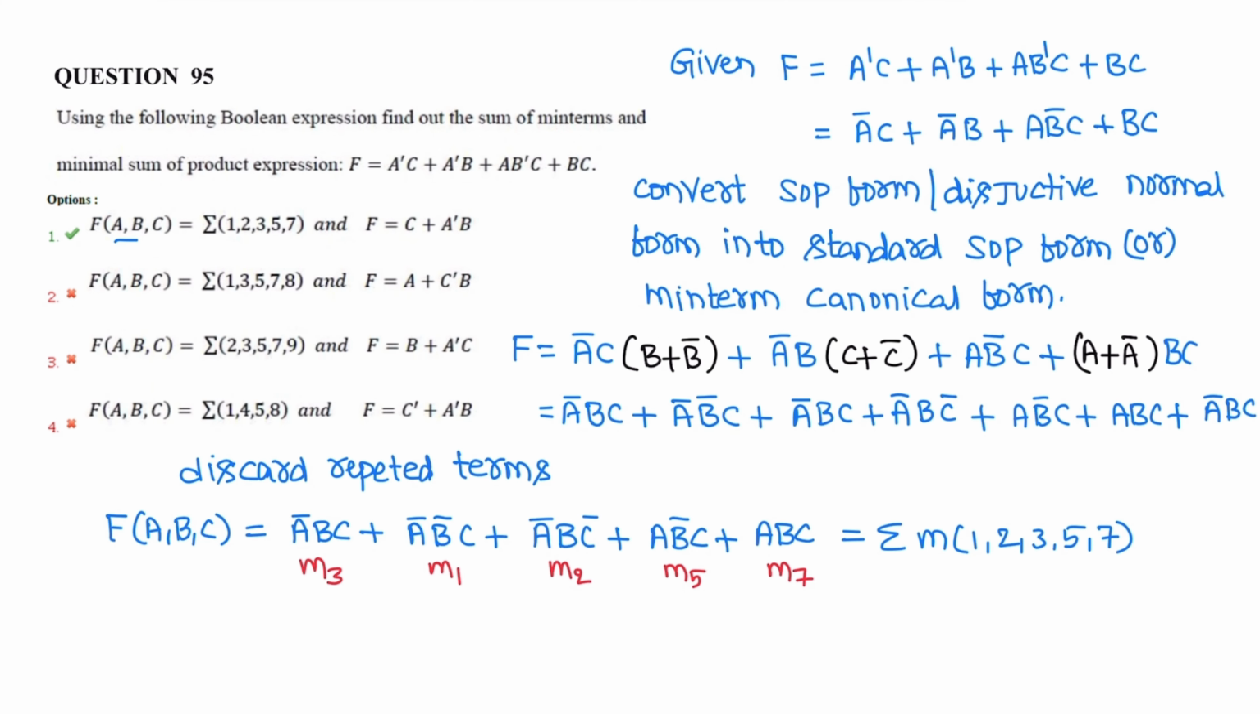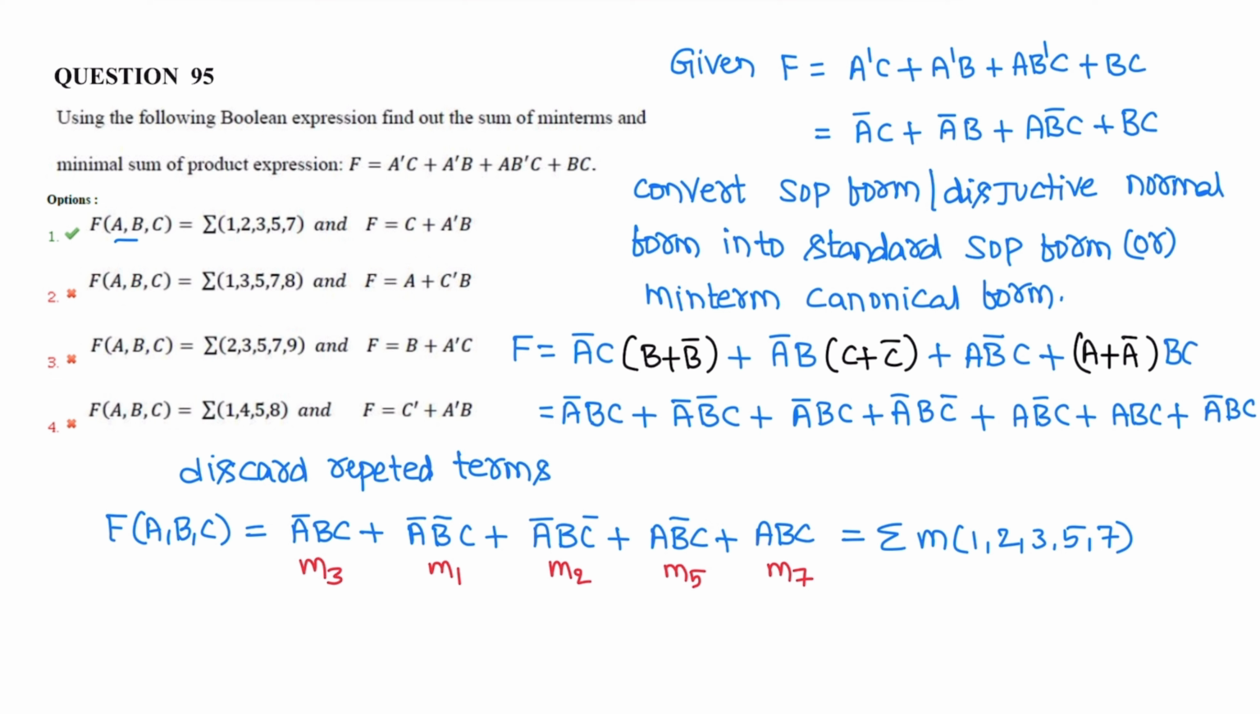Next, question number 95. Using the following Boolean expression, find out the sum of minterms and the minimal sum of products expression. The given expression is f equal to a bar c, a bar b, a b bar and bc. Convert this sum of products form, or disjunctive normal form, into a standard sum of products form, or minterm canonical form. For that we need to add the missing literal.